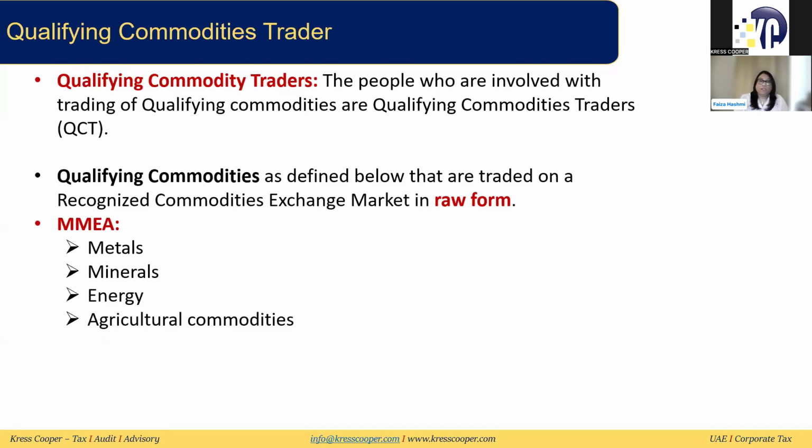So, qualifying commodity traders. These are the persons who are involved in trading of these qualifying commodities, and they are termed qualifying commodity traders. Qualifying commodities are basically those commodities which are traded on a recognized commodities exchange market, usually in their raw form. There are different types: metals, minerals, energy, crude oils, agriculture commodities. All these which are traded on a recognized commodity exchange market in their pure, raw form are called qualifying commodities. So we are discussing the taxability of the traders who are dealing with these types of qualifying commodities.